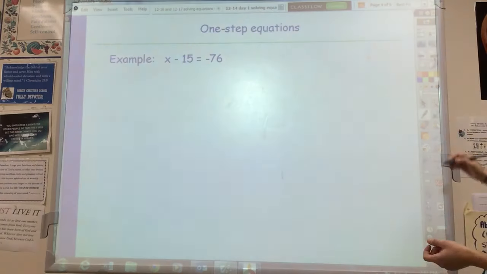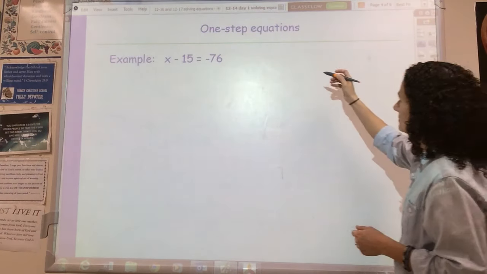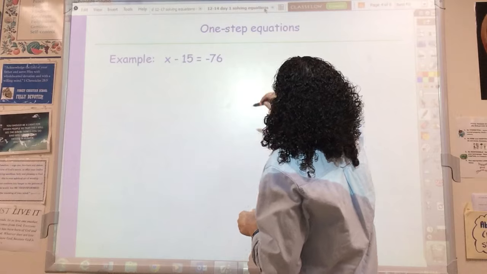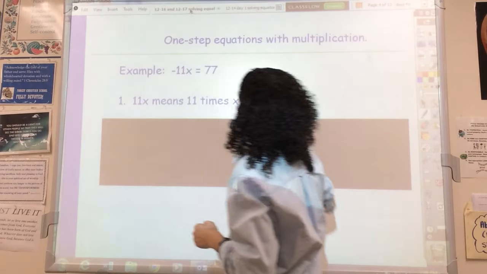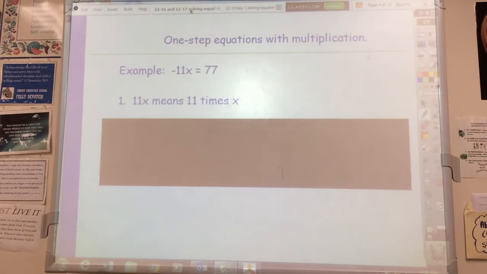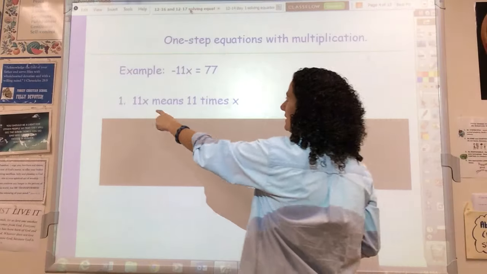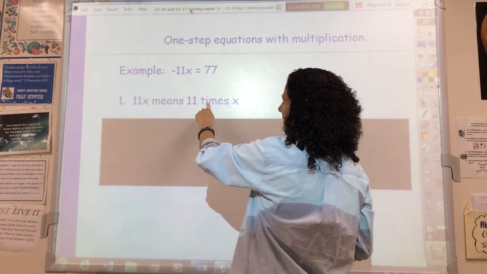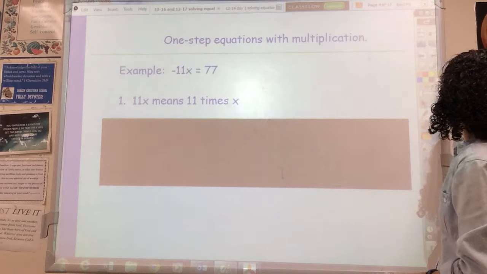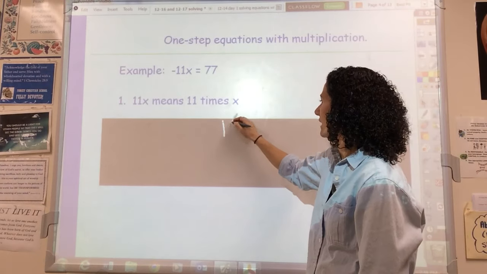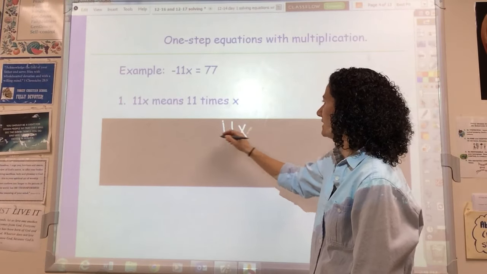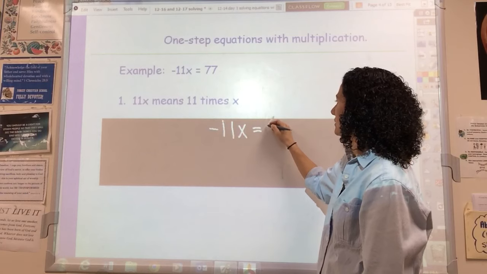So let's look at an example of a multiplication equation. Here you see negative 11x equals 77. Well, we know that 11 next to the x means 11 times x. Let me show you how I want you to show your work algebraically to solve a problem like this. Negative 11x equals 77.